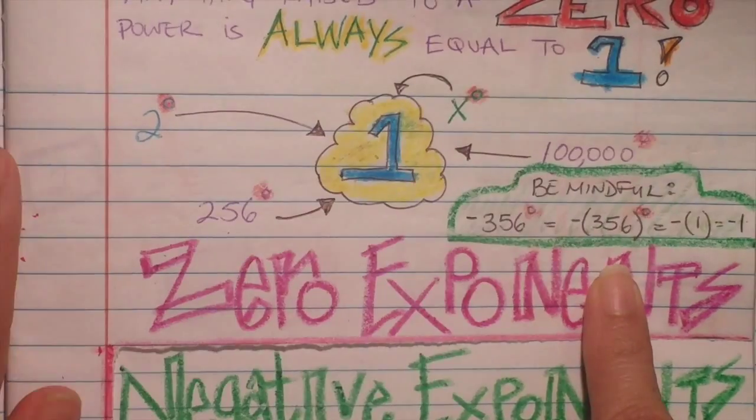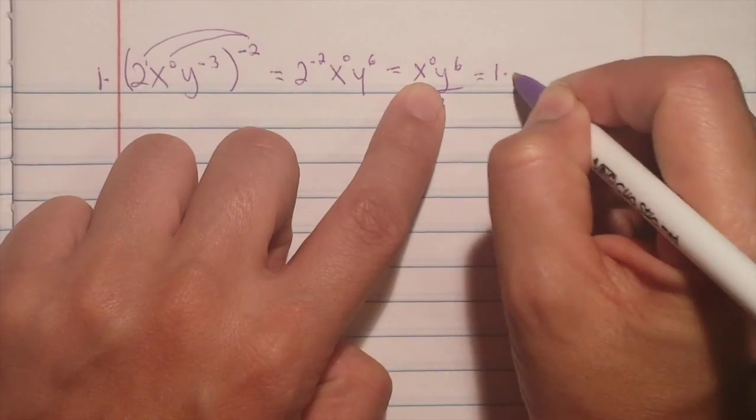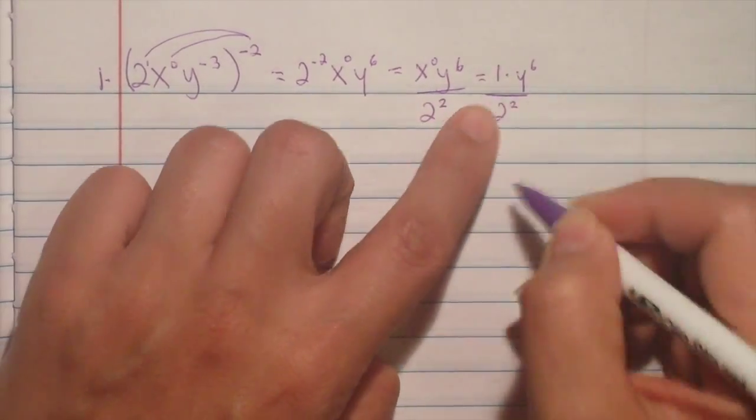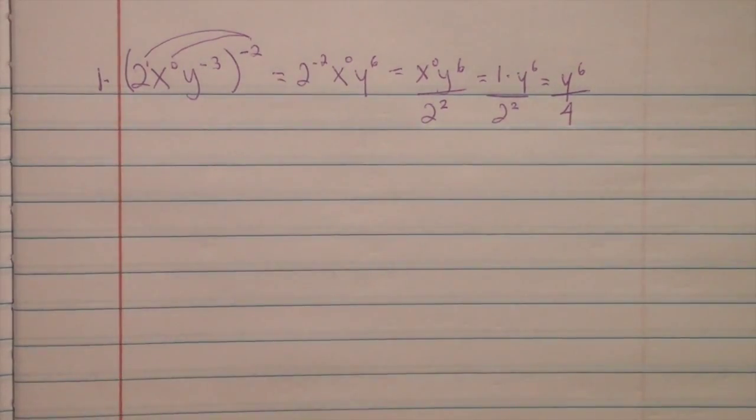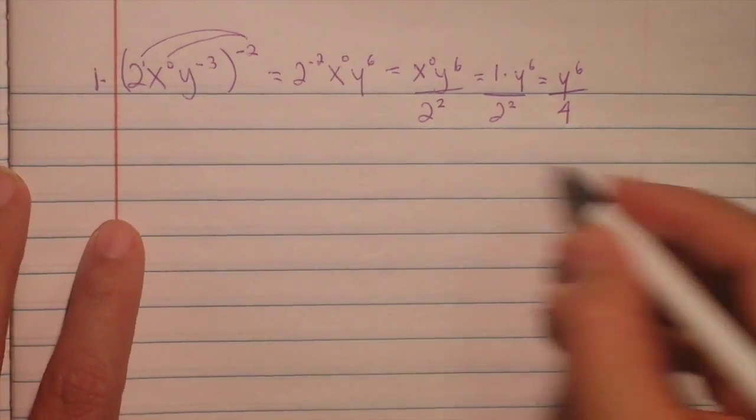x to the 0, what is that? A 0 exponent is always equal to 1. So that's going to be 1. 1 times y to the 6th power over 2 squared equals, let's simplify, y to the 6 over 4, because 2 squared is 4. And that's it. So these are the kind of questions you're going to see.